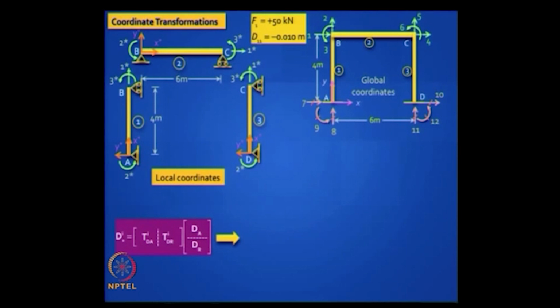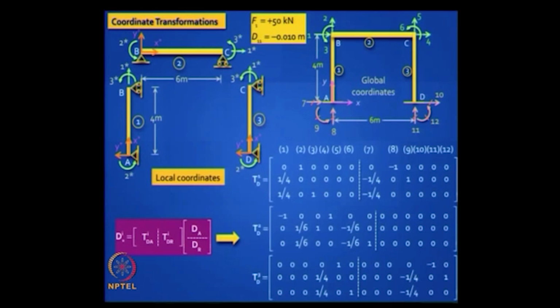What is the size of those matrices? For each element, what is the size of the TD matrix? 3 by 12, 3 by 12, right. Okay, let us do it together. We will demonstrate for 1 or 2 rows so that you get the hang of it, okay. It is 3 by 12 and you can partition it where you separate the active degrees of freedom from the restrained degrees of freedom.